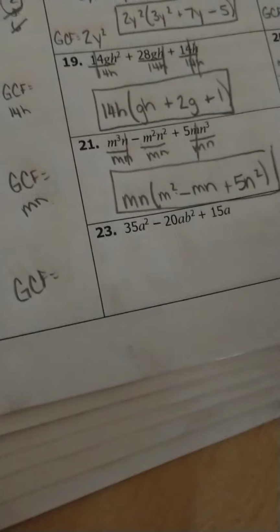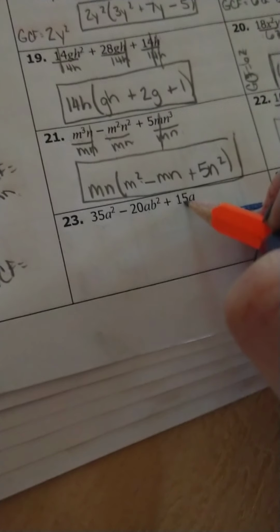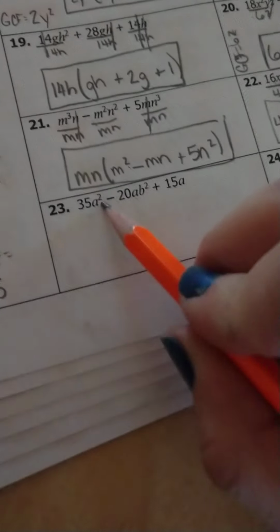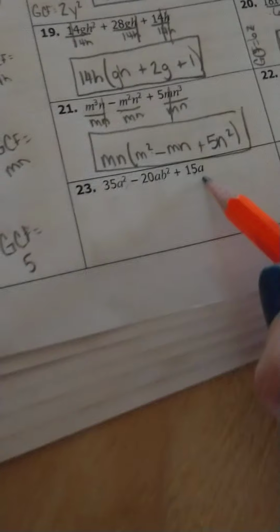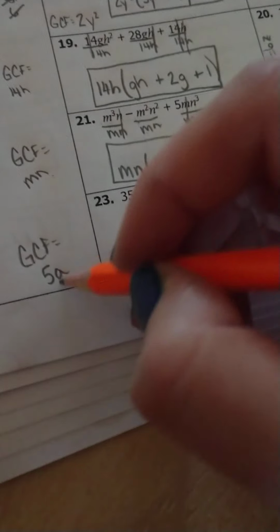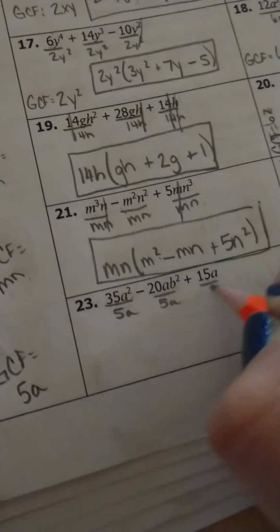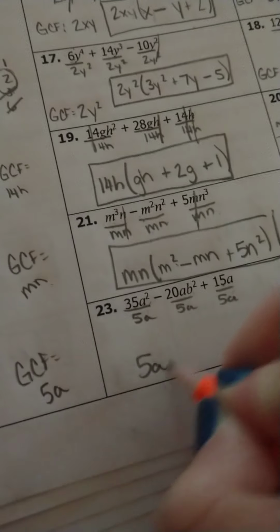23, I almost said 35, good Lord. GCF on 23. I've got 35, 20, and 15. Your GCF on this one should be flashing at you with a big red sign. They're all multiples of 5. So 5 is my GCF on this one. I've got A squared, A, and A. My smallest is an A. And then I've got a singular B squared, but nothing else has a B squared. So my GCF's just going to be a 5A, and that's what I'm going to divide by. And that's what I'm going to put out front.